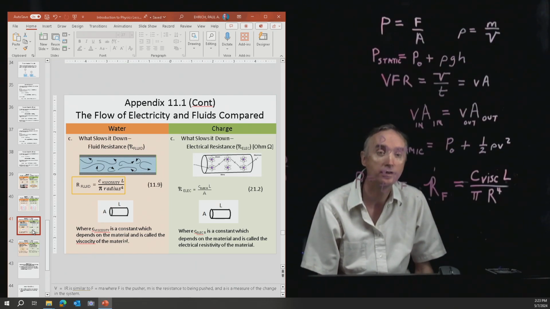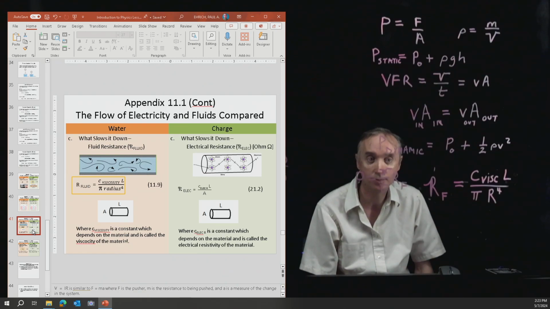And then in the case of electricity, it depended on the electrical resistivity. And in the case of a fluid, it depended on the viscosity of it.